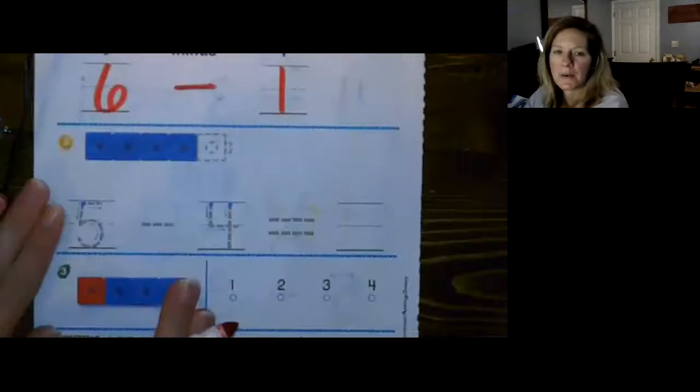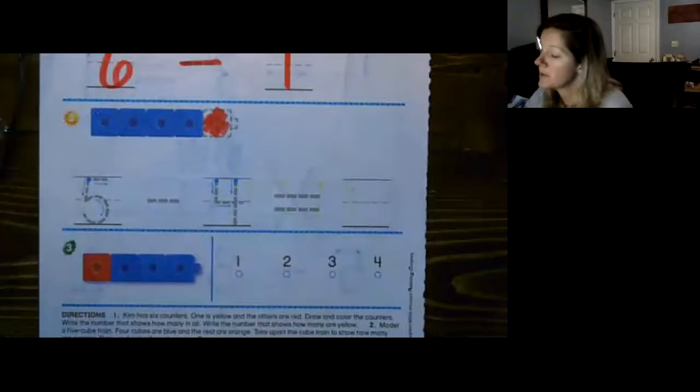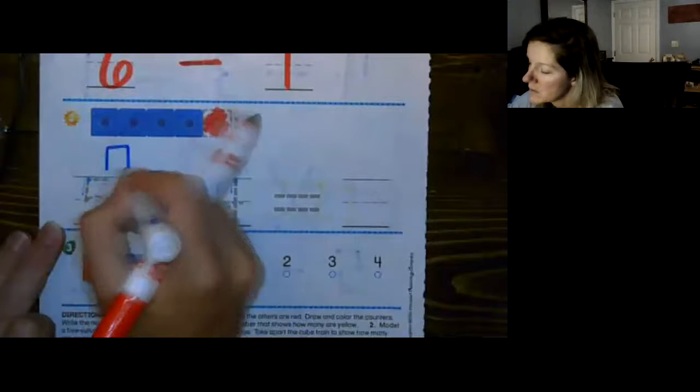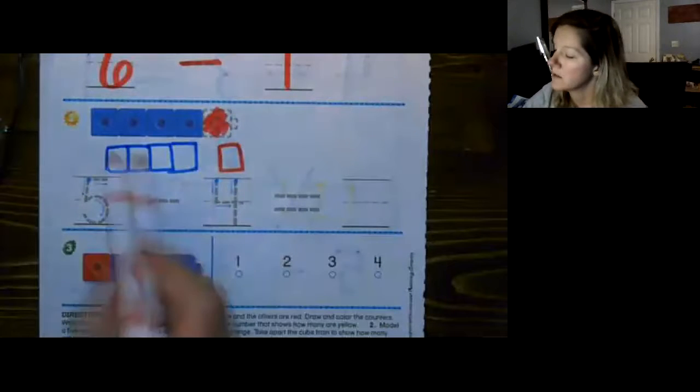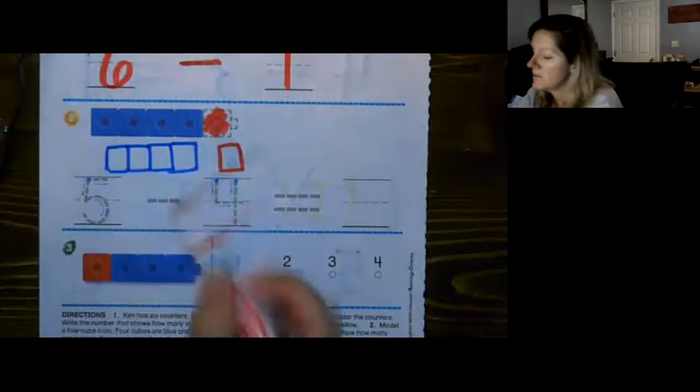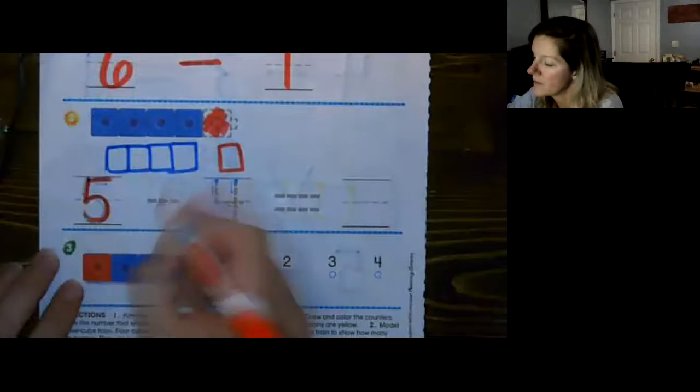All righty. Well, here's another one like we just did. So let's go ahead and pull those apart. All right, how many cubes in all in this top one? 5. There's 5 in all. How many do they want us to take away? Those 4. How many are left over? 1.